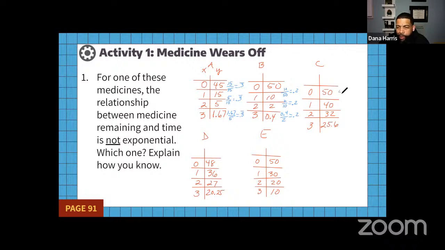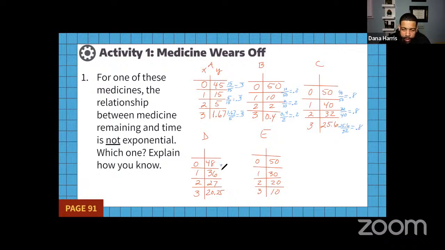Here, we're going to do the same thing. 40 over 50, 32 over 40, and 25.6 over 32, okay? And I think these are 0.8. Yeah, 4/5 is 0.8. So boom, 0.8, 0.8, 0.8.